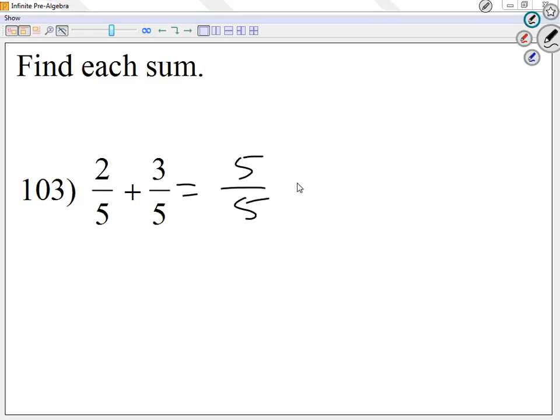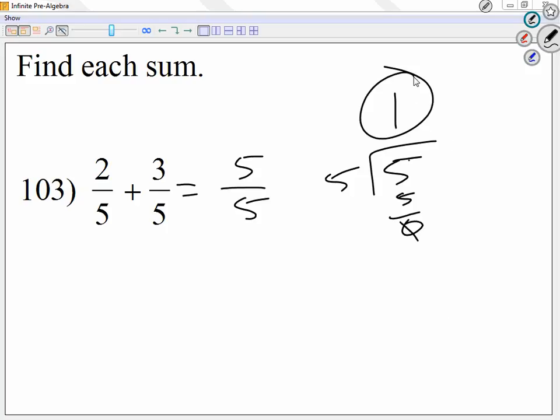Right, we have an improper fraction, so we're going to divide the top by the bottom. 5 goes into 5 one time. My remainder is 0, so there's no fraction. Right, when my remainder is 0, there's no fraction. Let me take a look at 104.